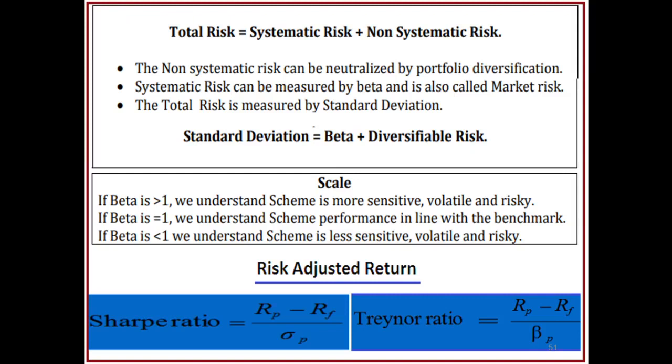And suppose the scheme performance is only 5% with respect to the 10% performance of the benchmark. So you will say 5 by 10 is only 0.5. Anything which is 0.5 is a defensive portfolio, defensive stock. So you can make out if beta is equal to 1, it's risk neutral, an example being your index fund. If beta is more than 1, you can say it's an aggressive scheme. You must buy it provided you can take risk. And if beta is less than 1, it is less risky, and it will move a little less in terms of volatility with respect to the underlying benchmark. So this way you can understand.